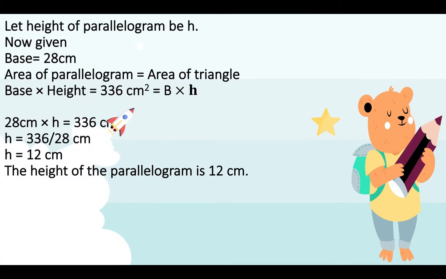Now we know that there is a parallelogram with the area equal to the area of the triangle. Base of the parallelogram is 28 centimeters. Let the height be h. So we will equate this. We write the area of a parallelogram is base into height. So I can write base into h is equal to 336 centimeter square. Therefore h is equal to 336 divided by 28, which is equal to 12 centimeters. So this was the required answer. Height of the parallelogram is 12 centimeters. Don't forget to write the unit.